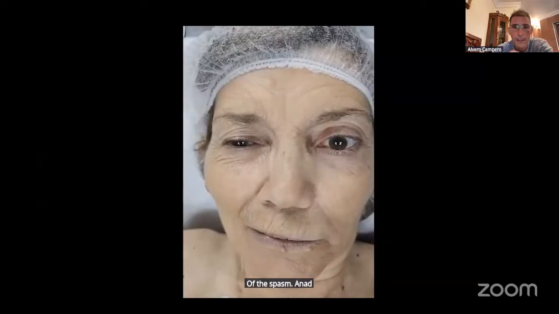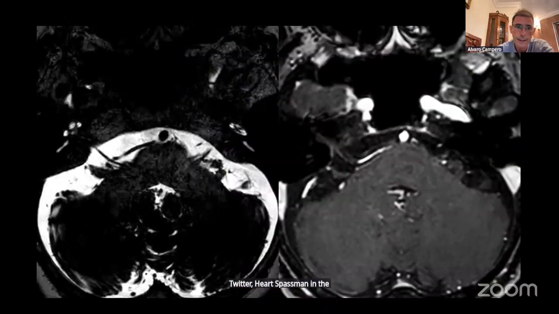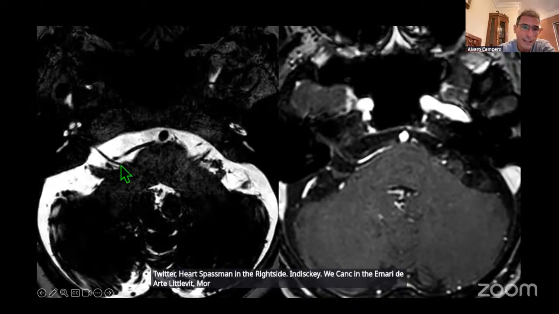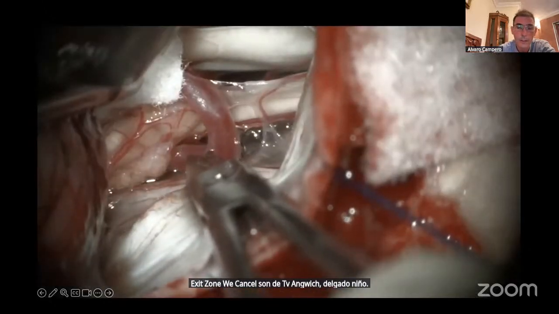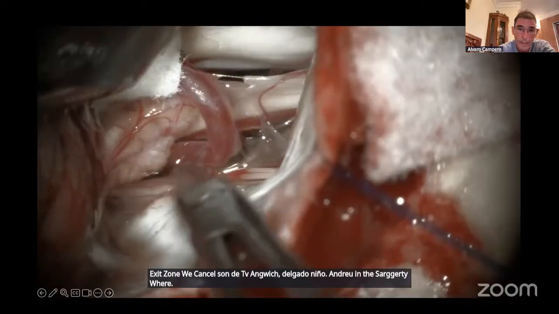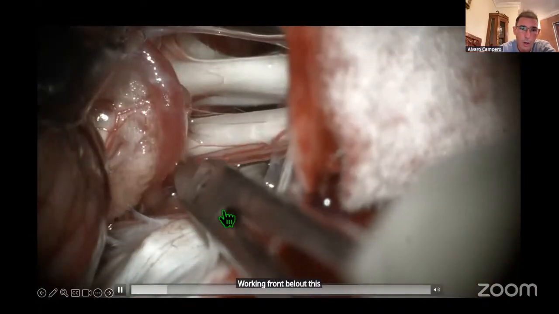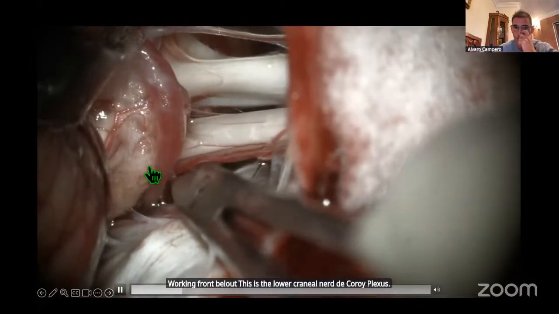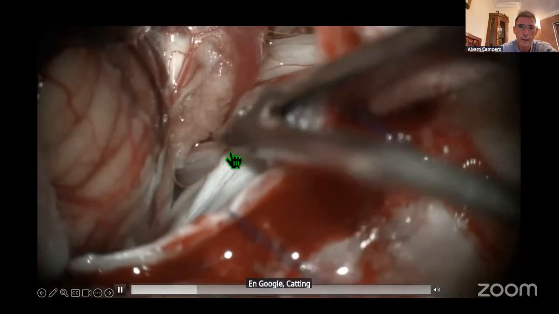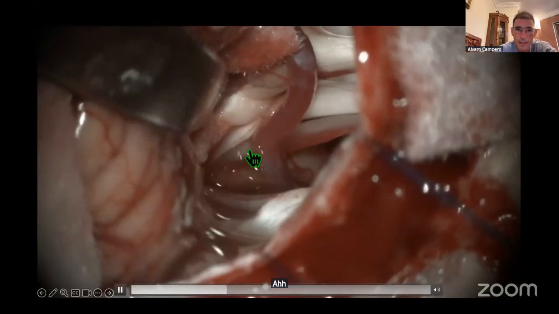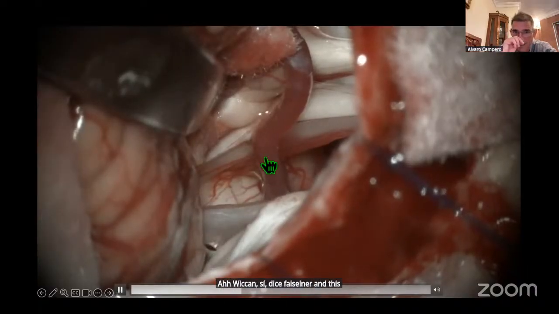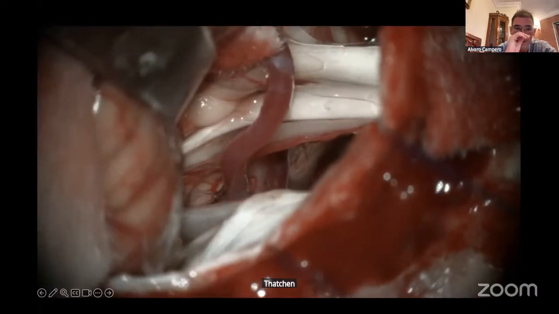Another case, a lady with hemifacial spasm on the right side. In this case, we can see in the MRI the artery a little bit more distal than the exit zone, and we can see it also in the T1 with gadolinium. During the surgery, we are working from below to up. This is the lower cranial nerve, the choroid plexus, and we are cutting the arachnoid, following the ninth cranial nerve. And we can see this is the facial nerve, and this is the artery that is touching and damaging the facial nerve.